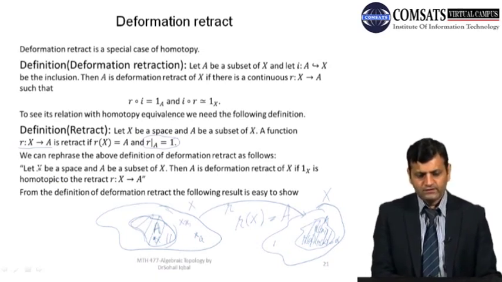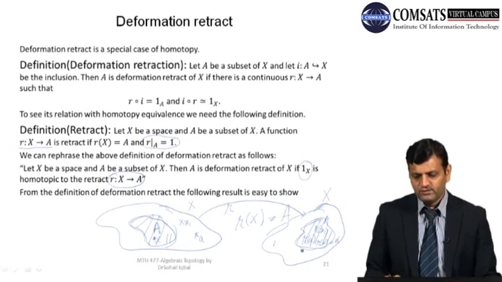So we can rephrase the above definition of deformation retract as the following: let X be a space and A be a subset of X. Then A is a deformation retract of X if 1_X is homotopic to r. So what is this r? It's taking every point of X to the points of A. So basically this is the image of r, and of course we know the image of 1_X is the whole space X. So they are homotopic.